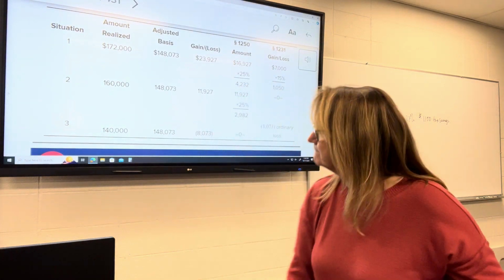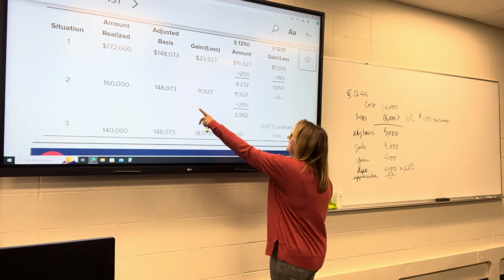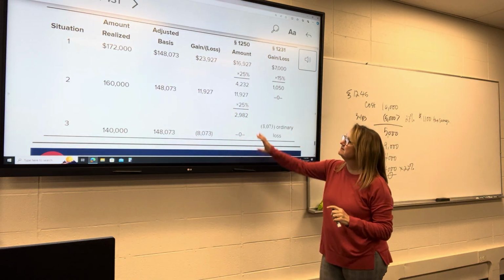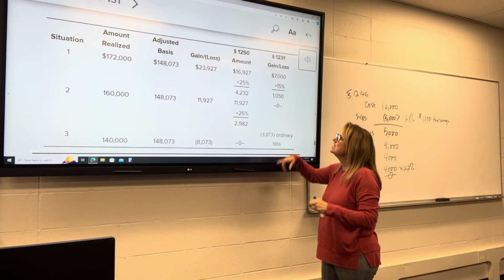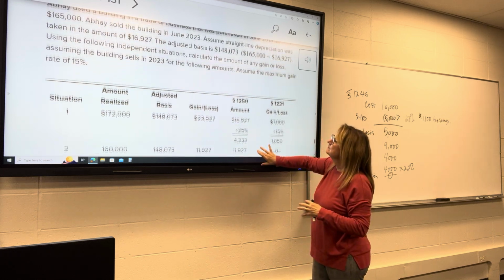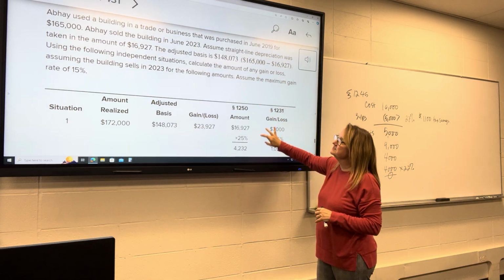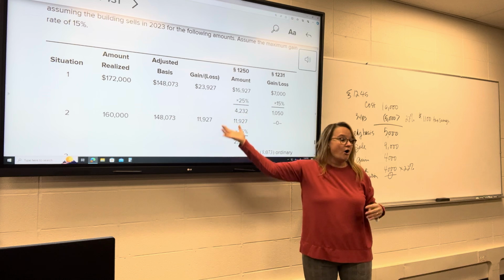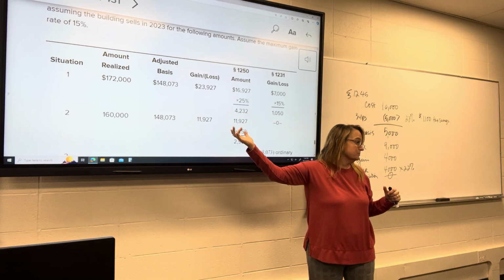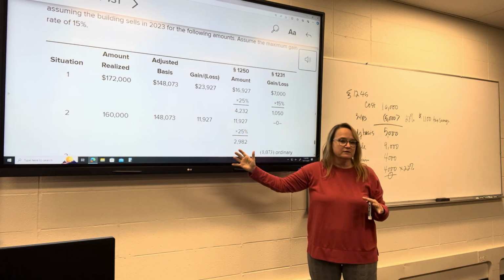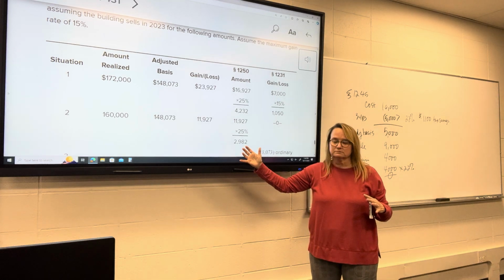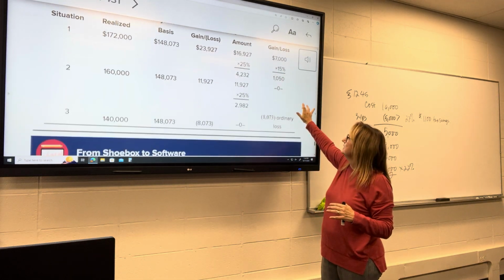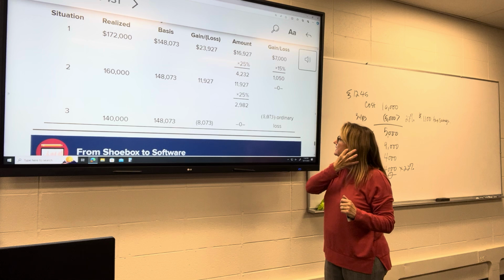So 160,000 means our gain now is 11,927 because we subtract that adjusted basis. That is less than the 16,927 of depreciation we took, which means all of that gain is attributable to depreciation. All of it's taxed at 25%. None of it will be taxed at capital gains rates; they would not get any benefit from the capital gains tax rates.